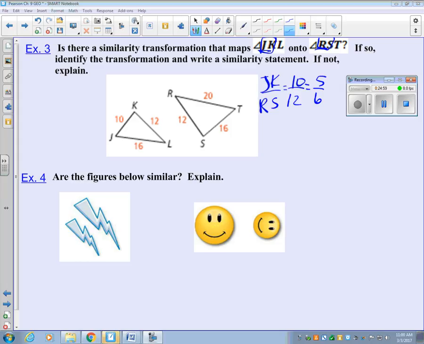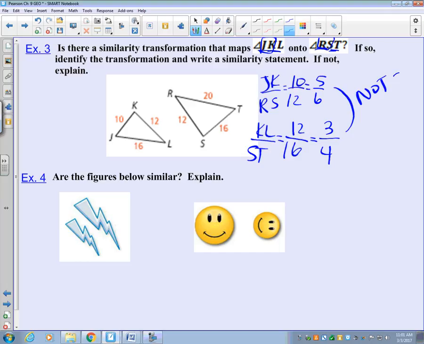I know some of you guys forgot to reduce on that doggone chapter test when we were doing trig ratios. Please go ahead and reduce things down. So then I want to look at KL and ST. If these two triangles are similar, this KL over ST should also be 5, 6. KL is 12 and ST is 16. When I reduce 12 over 16, 4 goes into both of those things. So 4 goes into 12 3 times. 4 goes into 16 4 times. Is 5, 6 equal to 3/4? No. So these are not equal. And no similarity transformation.